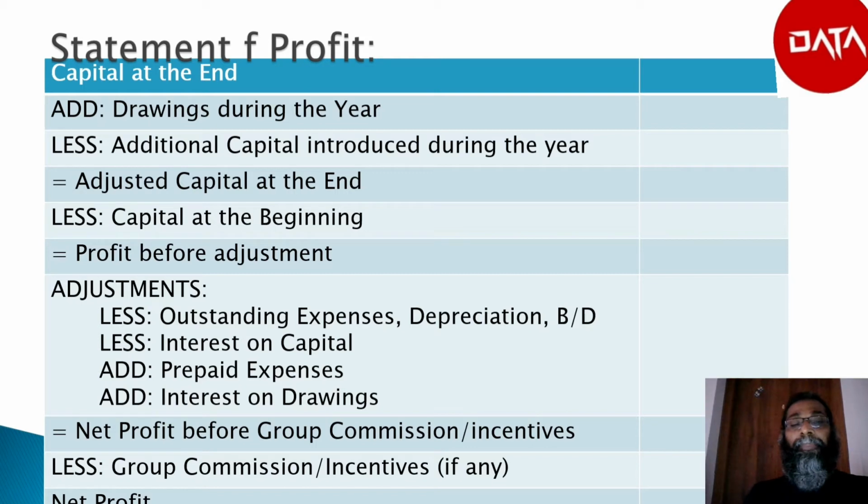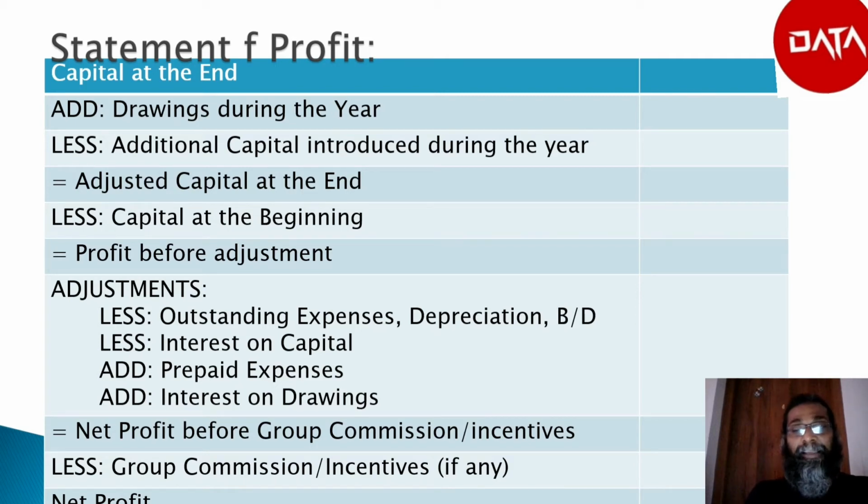As I told you, the outstanding expenses, depreciation, bad debt and interest on capital are to be deducted from the profit that we calculated. Along with that, prepaid expenses and interest on drawings have to be added. The balance will be the net profit before commission or incentives, if any. If group commission or group incentive is there, it is to be adjusted and the balance will be the net profit.